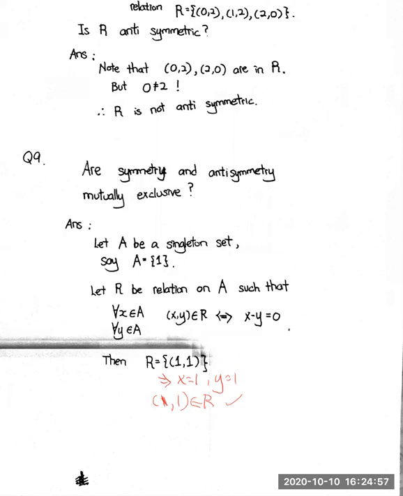Then we also know that by anti-symmetric, this means that if we have (1, 1) in R and (1, 1) in R, where this is x, this is y, and here this is y, this is x, then we must have x equal to y, which is obvious. 1 is equal to 1. Therefore, it's possible. They are not mutually exclusive.